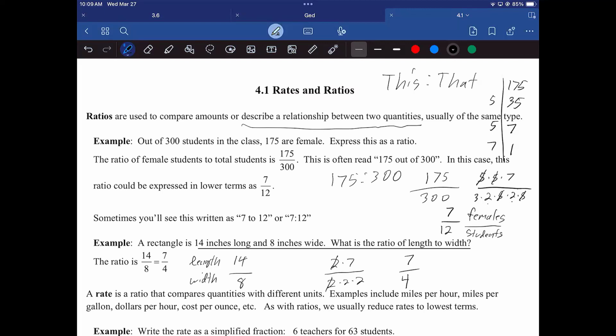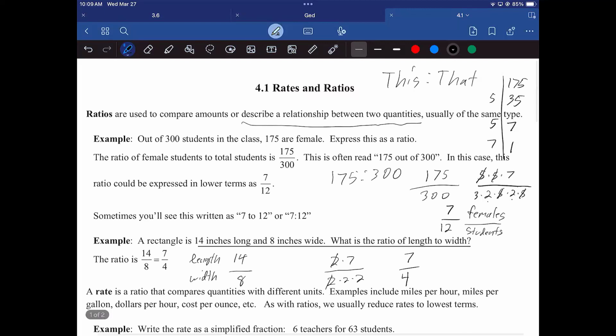Now, some people's brains will scream this is an improper fraction. Don't worry about that. When we're talking about it in terms of ratio, we don't bother making it a proper fraction. We don't bother turning it to a mixed number.